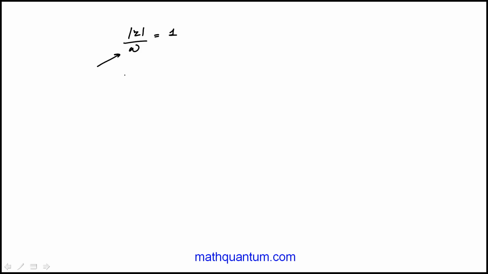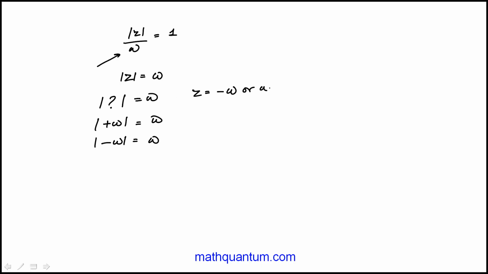So there are two ways we can do this question. The first one is if we rearrange this, absolute value of z is w. That means what's inside has to be either plus w or minus w, because in both cases the absolute value of plus w would be w, that of minus w would also be w. That means z is either minus w or w, and you'll see in both cases if you square them, this will always be true. So the answer is C.